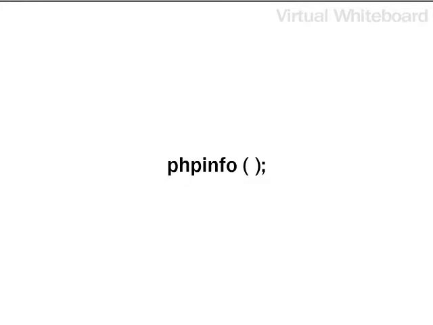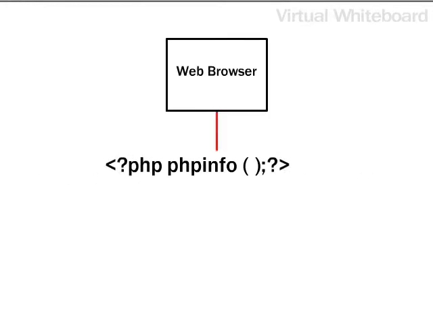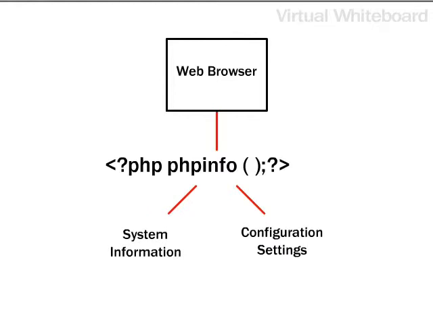There's a built-in function called phpinfo that generates a web page containing lots of info about the PHP module. This function does not require any arguments, so it can be called from a script that is as simple as this one. If you create this script and point a web browser at it, you will see a web page that contains system information and configuration settings.